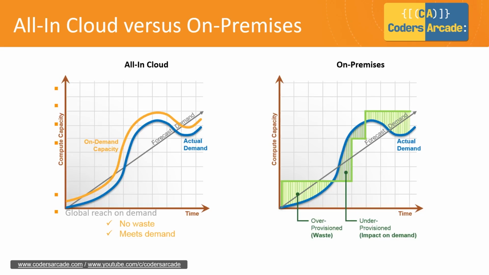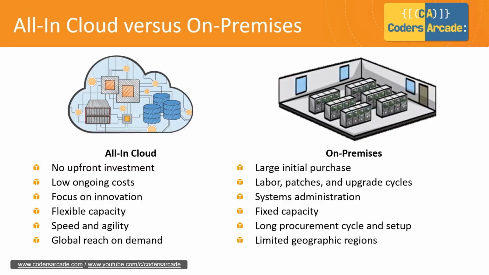Okay, let's see the difference between all in cloud versus on premise in some bullets. So, to summarize, you can see that with the all in solution, there is no upfront investment, so you avoid the large capital purchases required for an on premise solution.